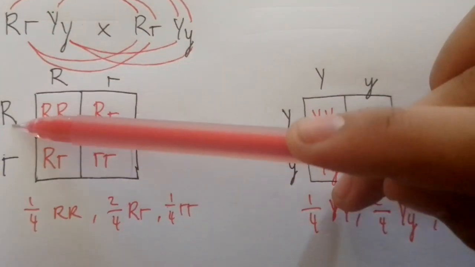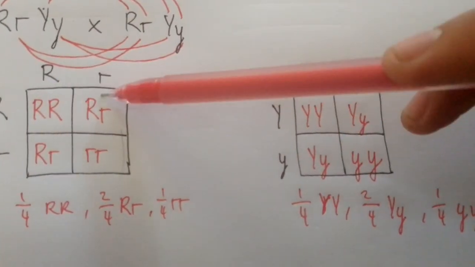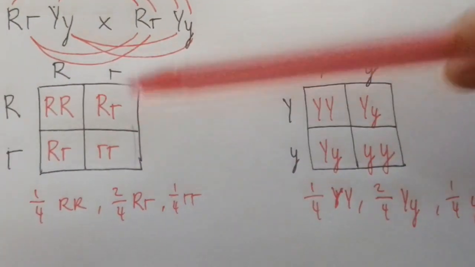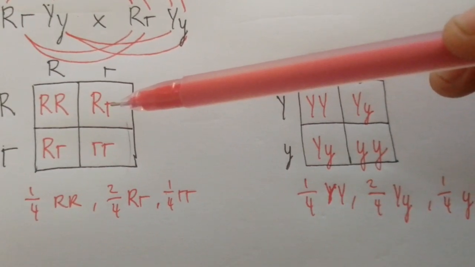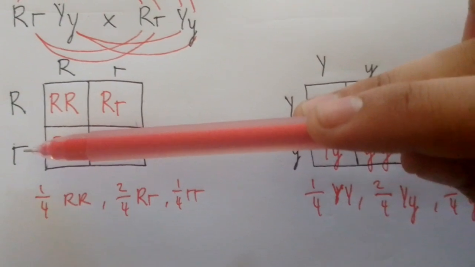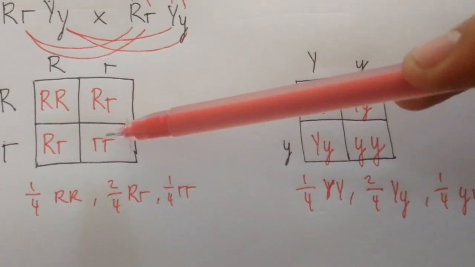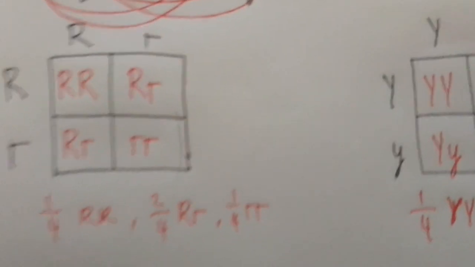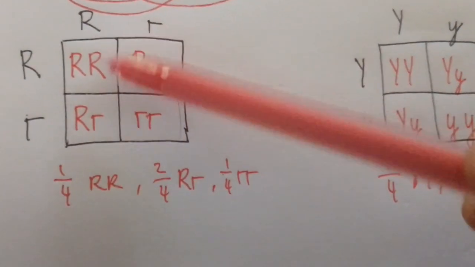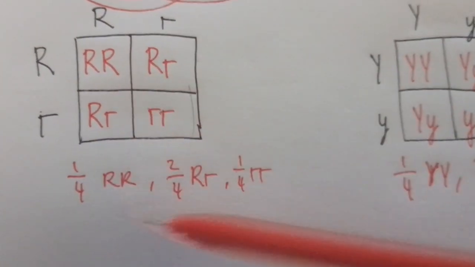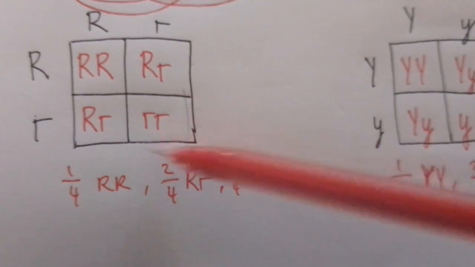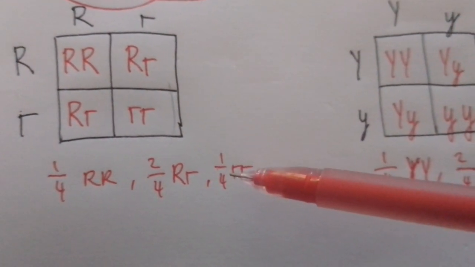So here, capital R, capital R is homozygous dominant, capital R, small letter r is heterozygous dominant, capital R and small letter r is heterozygous dominant, small r, small r is homozygous recessive. So here, as you can see, we have 1/4 homozygous dominant, since the boxes are 1, 2, 3, 4, and it is 1 of them. So 2/4 heterozygous dominant, and 1/4 homozygous recessive.